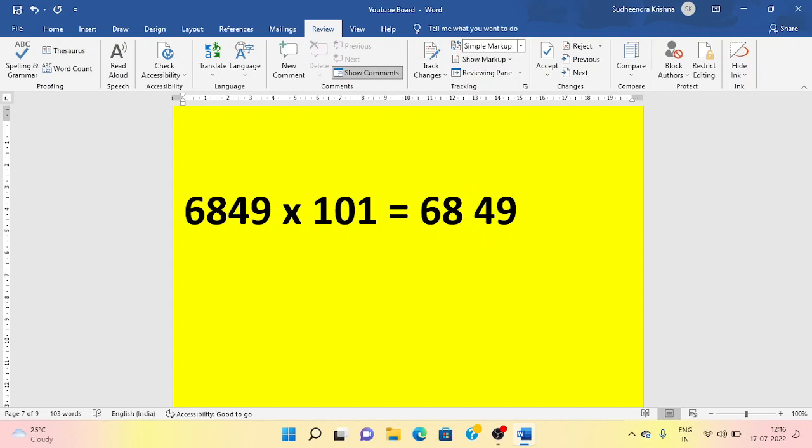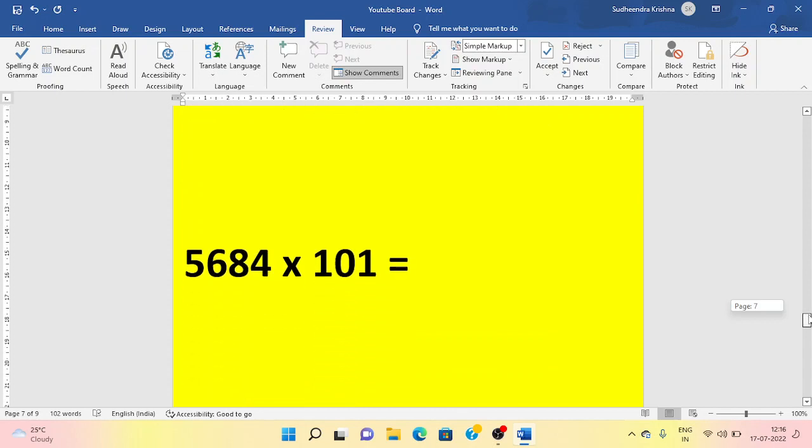Now to get the middle portion of the answer, add 68 and 49. 68 plus 49 is 117. But 117 is a 3-digit number. You cannot take a 3-digit number. You can take only a 2-digit number. So out of 117, put 17 and carry over 1 to the left number. On the left side of 1, you have 8. 8 plus 1 carry will give you 9. So this is the required answer. So 6,849 into 101 is equal to 6,91,749. It's as simple as this.